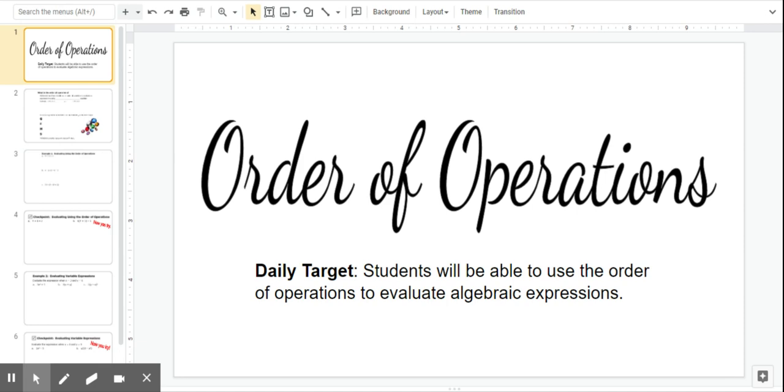For today's lesson, we're going to talk about the order of operations. This is a skill that you were taught over at the middle school, so it's not brand new, but it is the beginning of our pre-algebra curriculum this year.